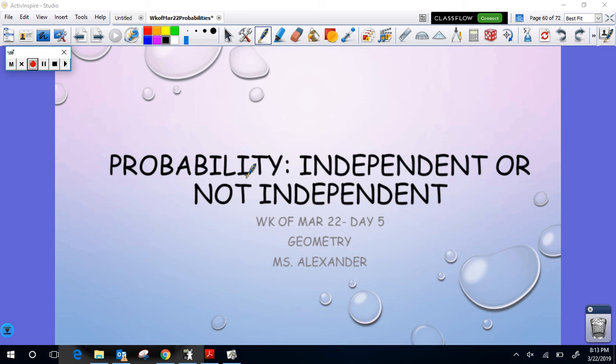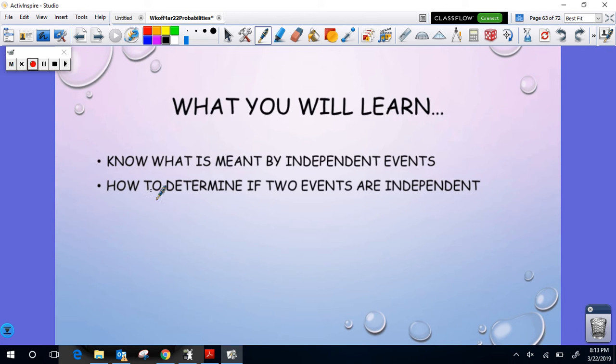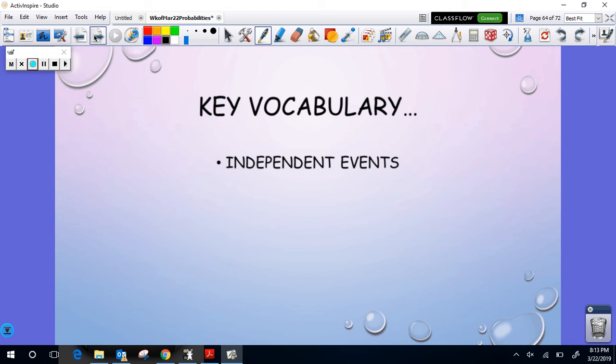Okay, so now we're going to talk about how we know if these probabilities or these events are independent or not independent. And we're going to look at the probabilities to do this. What you're going to learn here is what is meant by independent events and how to determine if two events are independent.